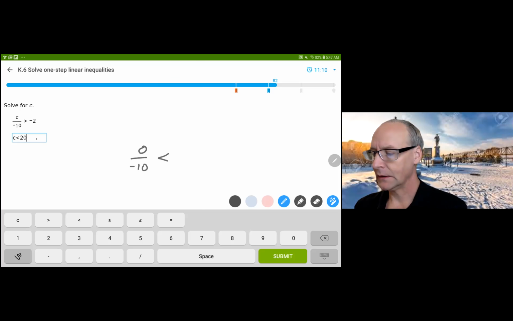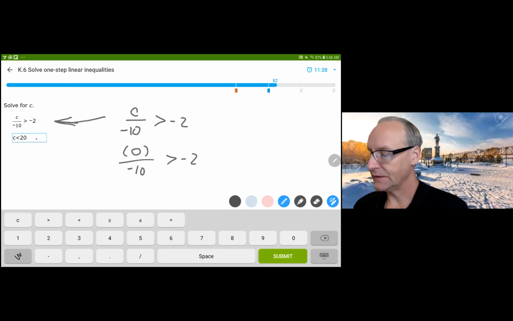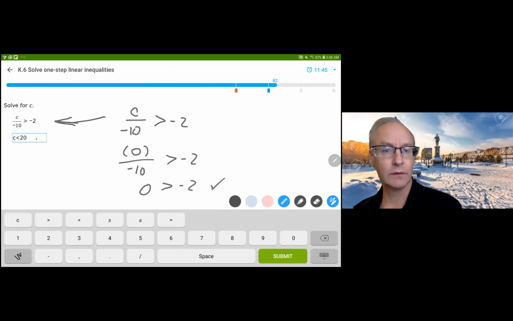No, what I'm going to do is put it in the original inequality here. So look at my original inequality, and it says C over -10 is greater than -2. And if I put a 0 in for C, I'm substituting inside parentheses, is this true? 0 divided by -10 is 0, and is that greater than -2? And we can see that it's true.